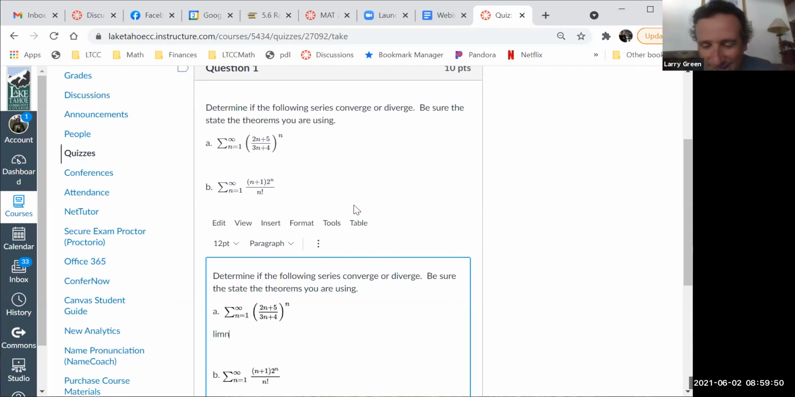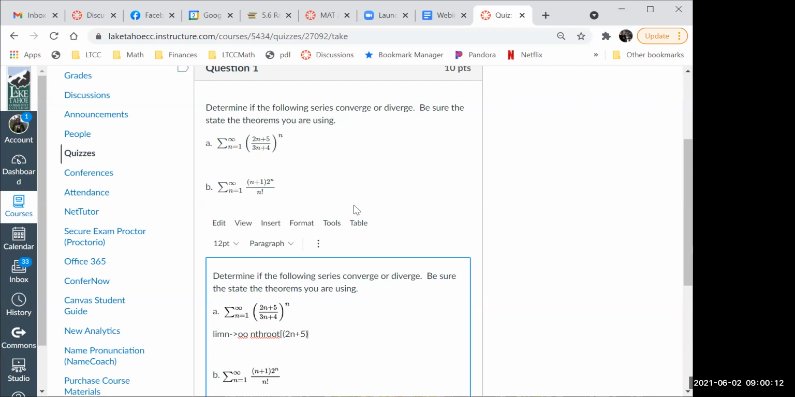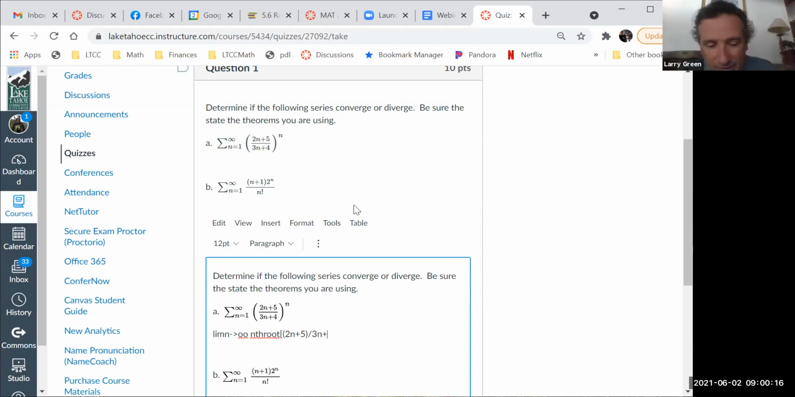I think I'll do it without the equation editor. So I can take the limit as n approaches infinity of the nth root. I'm just going to write nth root of the function, which is (2n plus 5 over 3n plus 4) to the nth power. And the good news is, what is the nth root of anything to the nth power? Yeah, it's just the function.